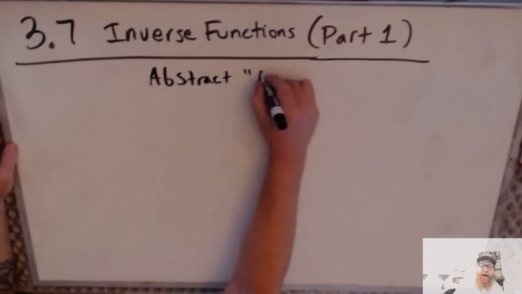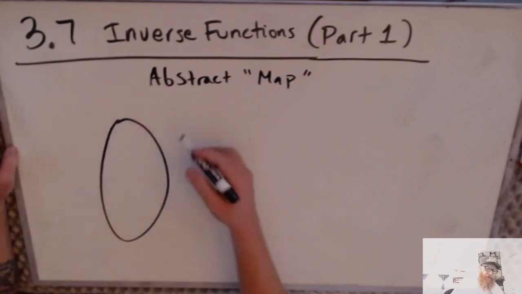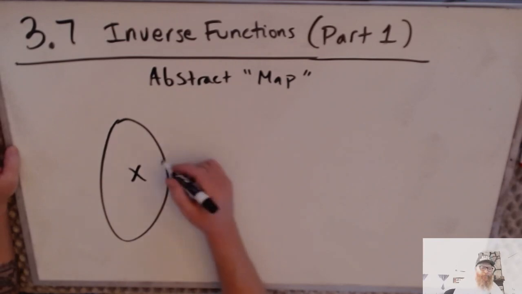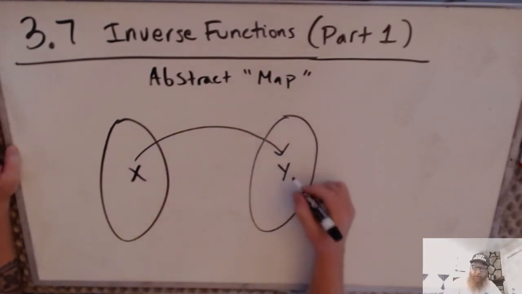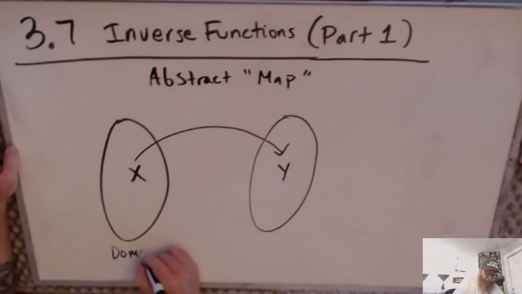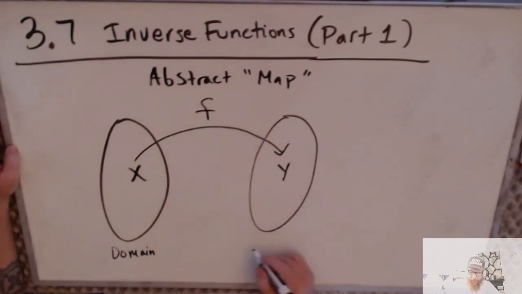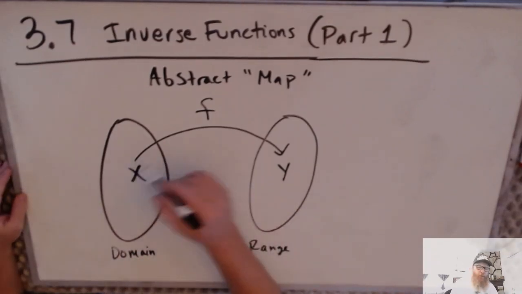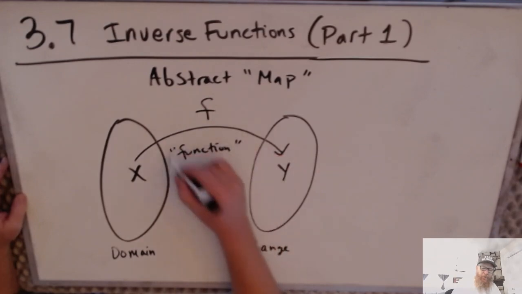This is what's called a map. So a function takes an x value from the domain and sends it over to a y value in the range. That's the idea of a function.